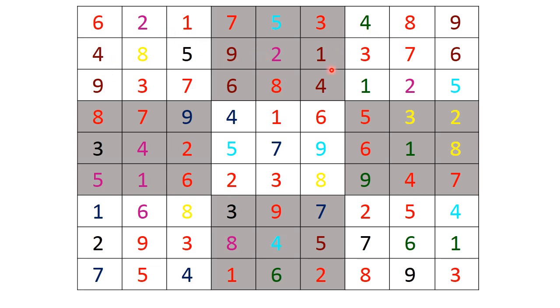Similarly, I can't write 1 here as already this one is in this column. And so I'll write here, and the only place left out would be 4. And here completes the Sudoku.